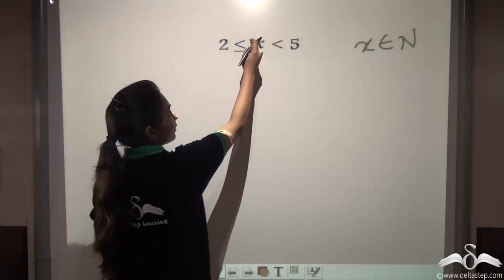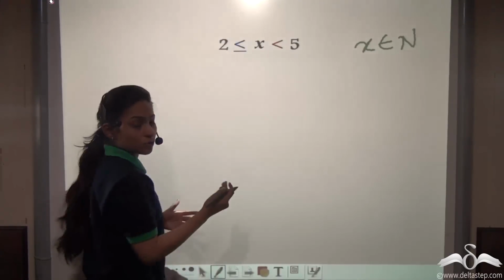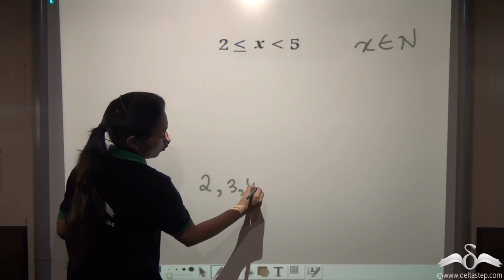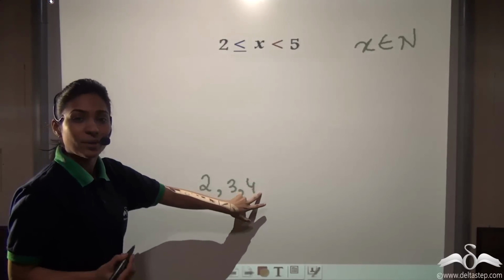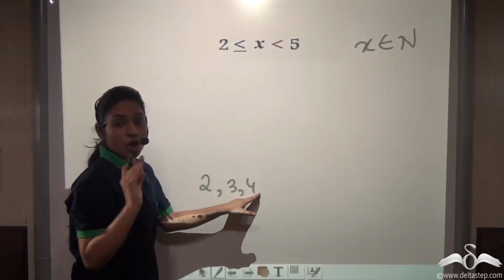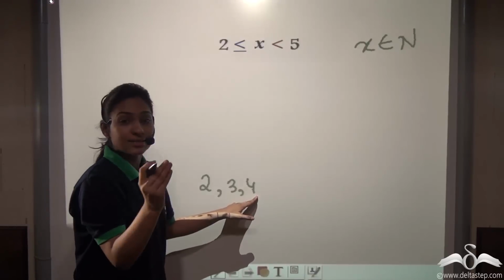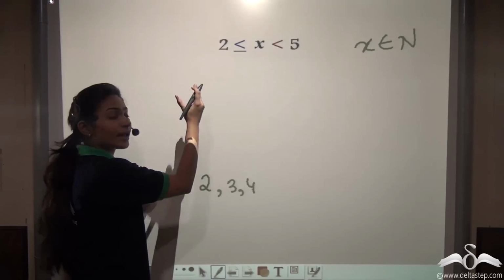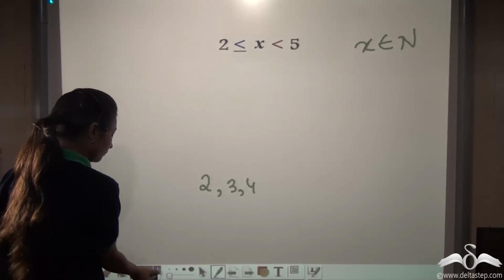Well, I can say that if x is greater than or equal to 2, I can write 2, 3, 4. Can I include 5 in my solution set? x is less than 5. It is not mentioned that x is less than or equal to 5. So we cannot include 5 in our solution set. Again, solve it separately and verify.